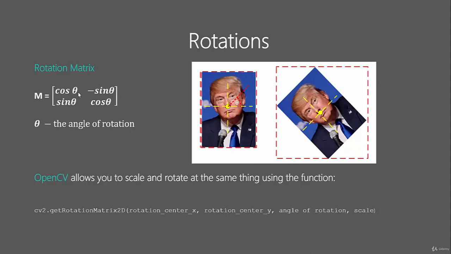So similarly, in our transformation, we had a T matrix, now we have an M matrix, which is the shorthand used for the rotation matrix. Theta here is the angle of rotation. As you can see, it's an anti-clockwise angle measured from this point here. And one important thing to note is that the OpenCV function, which is getRotationMatrix2D, actually does scaling and rotation at the same time, which you will see in the code.